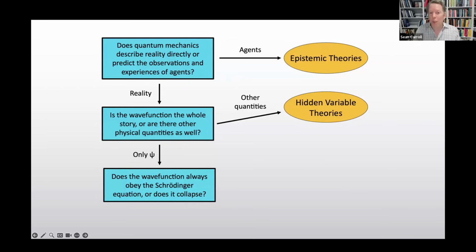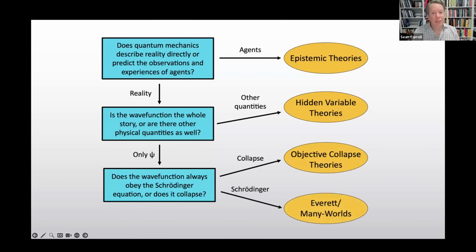And then you have to ask, what does the wave function do? Does it always obey the Schrodinger equation? Or does it collapse sometimes? And if it collapses, does it collapse all by itself randomly? Or does it collapse because you did something to it or something like that? If it collapses, then we have what are called objective collapse theories. And if it never collapses, if it just always obeys the Schrodinger equation, then we get the Everettian theory of quantum mechanics, or the many worlds theory. That's what we want to focus on today.